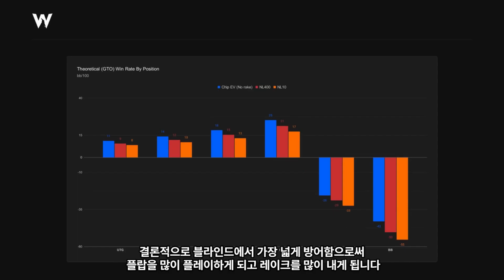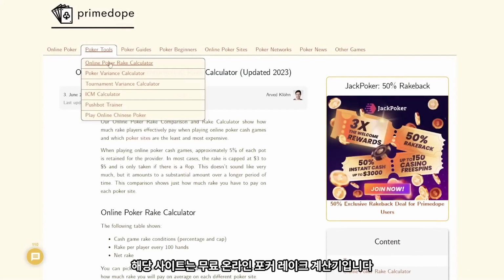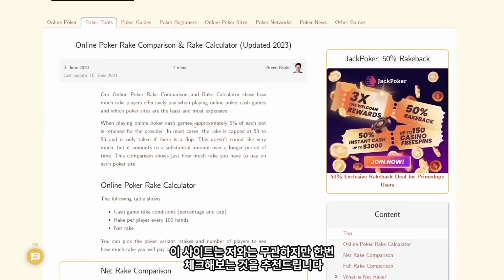It appears that the blinds end up taking the brunt of the rake, I suppose because they defend the widest and play the most flops out of all of these positions. The measured rake data from my previous graph was taken from this site, PrimeDope, which has a great free online poker rake calculator. I recommend checking this out. They're not paying me to tell you this, it's just a great little free tool.